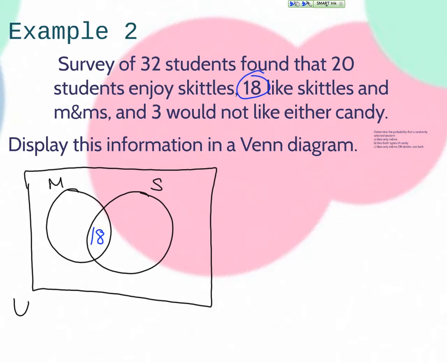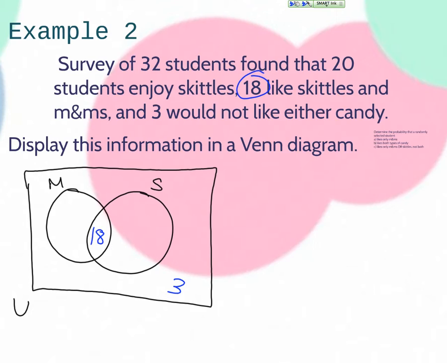Three do not like either candy. So three kids in this class were like, nope, I don't like M&Ms and I don't like Skittles. Where does that 3 go? Yeah, outside the circle, somewhere still in our box, because they're still in the class. They were still part of the survey, but they don't like Skittles and they don't like M&Ms, so they're outside of those circles. In order for us to finish up, we have to figure out how many students only like M&Ms and how many students only like Skittles.